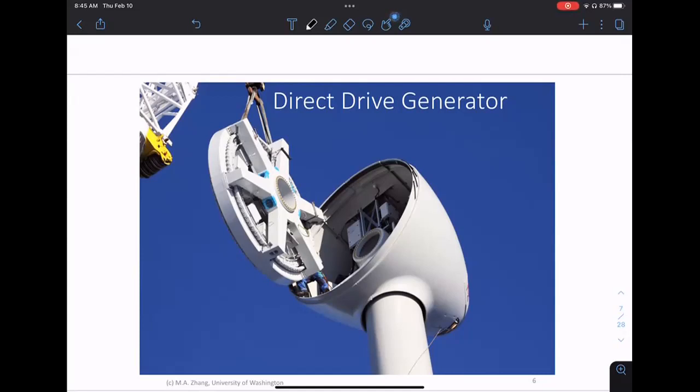If you compare, for example, something like type 3, it will be much longer because of the gearbox. And this, because you get rid of the gearbox, is a skinny looking thing. So this is all the power electronics right here. You directly drive it. It's a skinnier machine that we have.